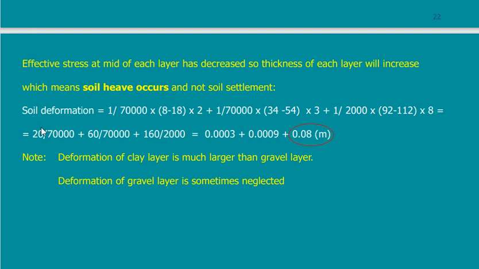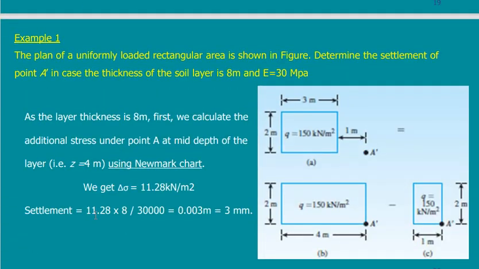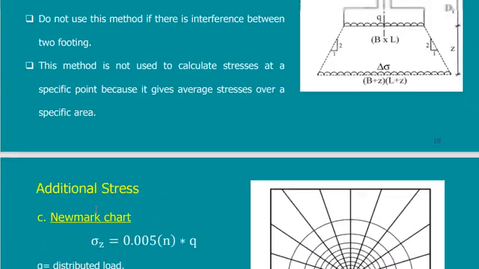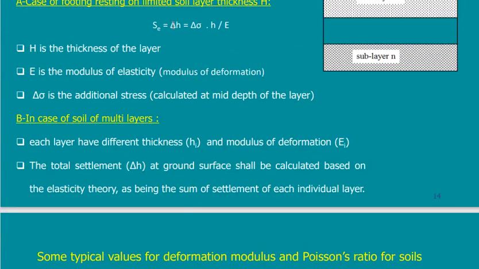What is the value of this deformation? I will apply the equation for settlement. Where is the equation? This is the equation. Delta H, which is the settlement, is equal to the change in the stress, which is supposed to be positive, multiplied by H over E. But here, if I calculate delta sigma, I find that delta sigma will be a negative value. It means that it is a heave.